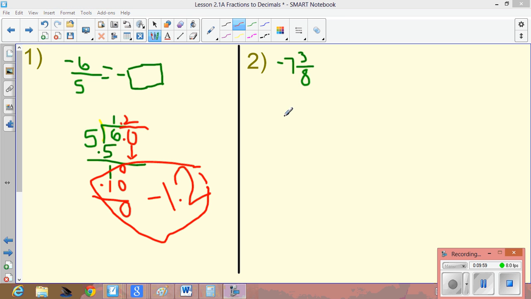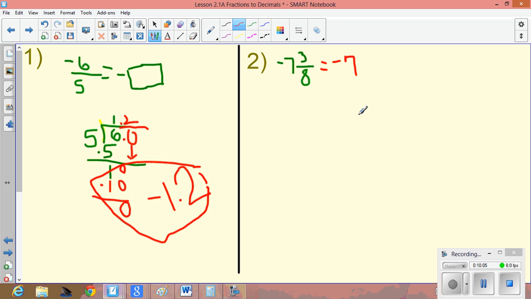All right, for number 2, we have -7 and 3/8. I know my whole number is going to be -7. That won't change. So what I'm going to do is work with 3 divided by 8. So when I write that, 3 is being divided by 8. Okay? How many times could 8 go into 3? And hopefully, sitting at home at your computer, you're saying no times. Right, this is a 0 here. How many times could 8 go into 30? Well, 8 times 2 is 16, 8 times 3 is 24, and 8 times 5 is 40, so 3 would be my best answer.